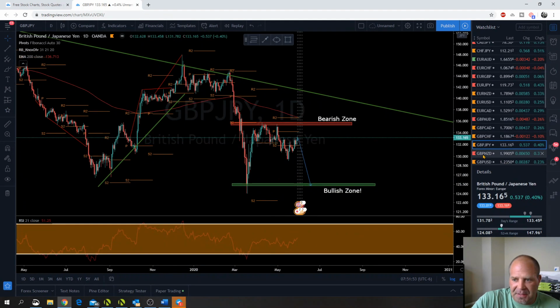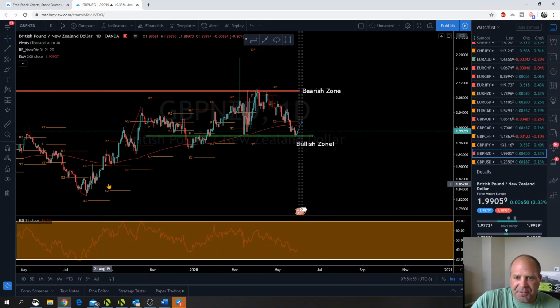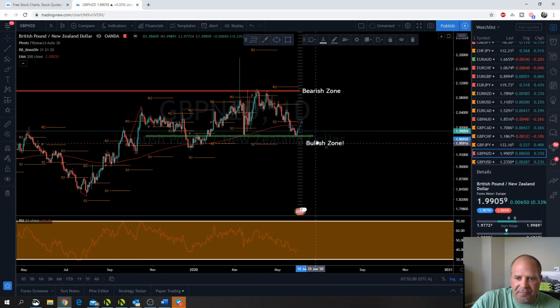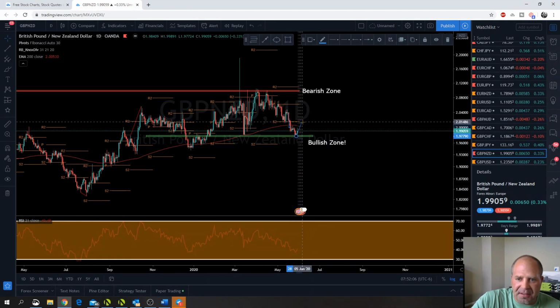Same thing with British Pound, JPY. British Pound, NZD, we're already there. We're at that flood of buyer level, and you already see we have two bullish candles. So I love this pair. At least back up to that S2, play it safe at the 200 EMA. Would be awesome if we got up to that pivot, which is not a bad target.